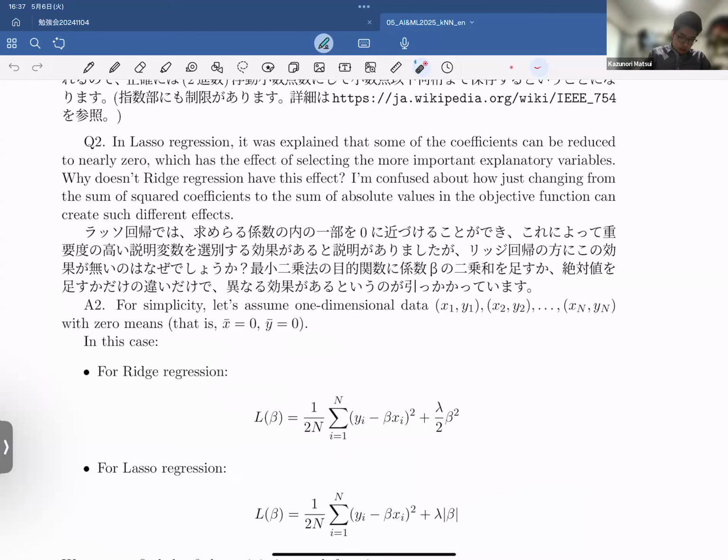In the last regression, it was explained that the sum of the coefficients can be reduced to nearly zero, which has the effect of selecting the more important explanatory variables. Why doesn't ridge regression have this effect? I'm confused about how just changing from the sum of squared coefficients to the sum of absolute values in the objective function can create such a different effect. Okay, good question.